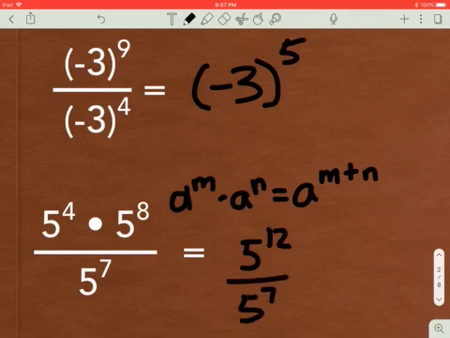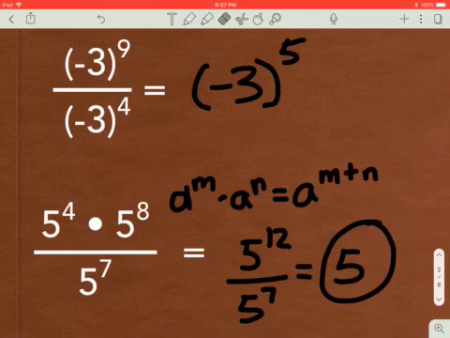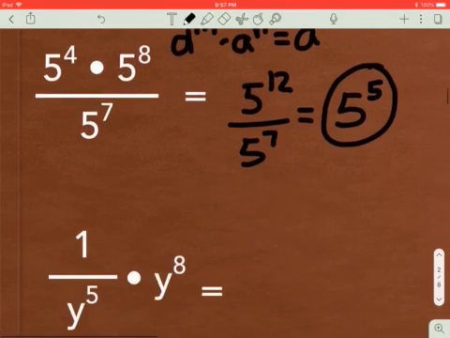And now that we have it simplified, we can keep the base the same and just subtract our exponents. We're going to do 12 minus 7 is 5. 5 to the 5th, not 5 to the 7th. 5 to the 5th. And that's our answer. We just subtract the exponents.